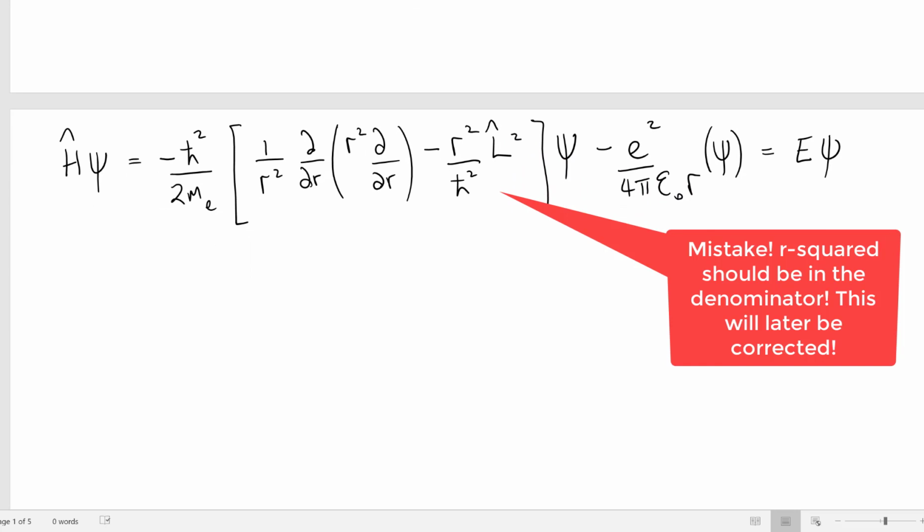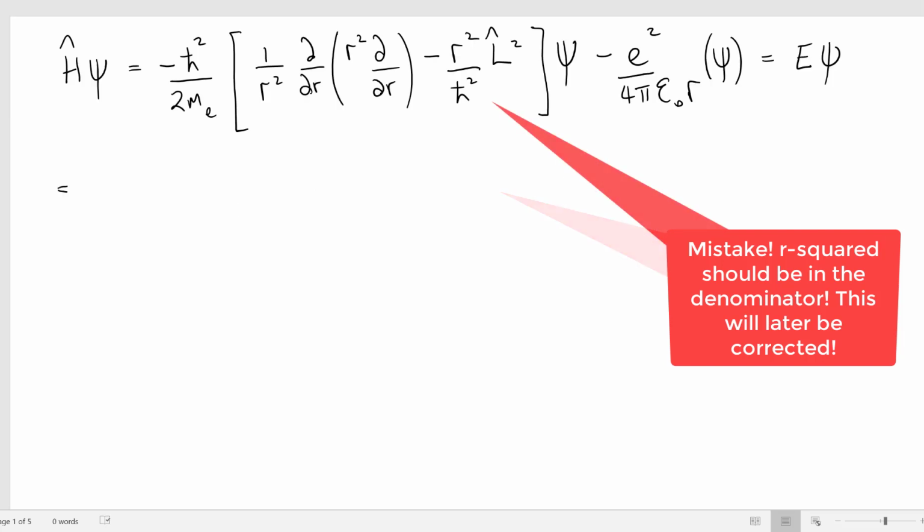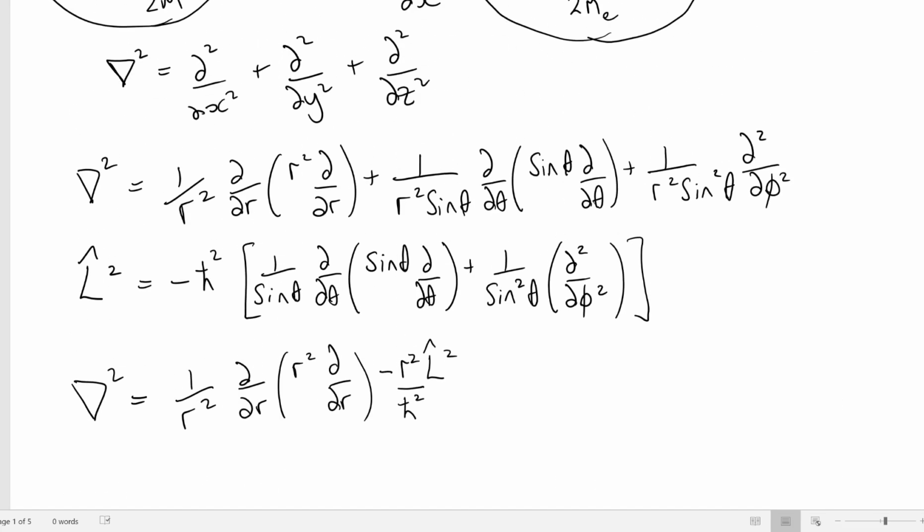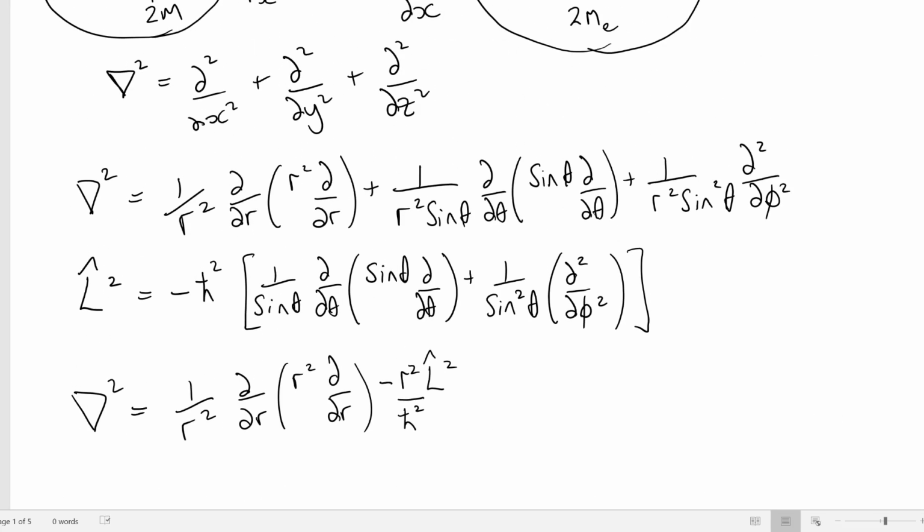So let's make some simplifications. We can multiply throughout by r squared and by 2me, and we end up with, in fact, I made a mistake earlier. Let me go back and correct that. The r squared is actually on the denominator.